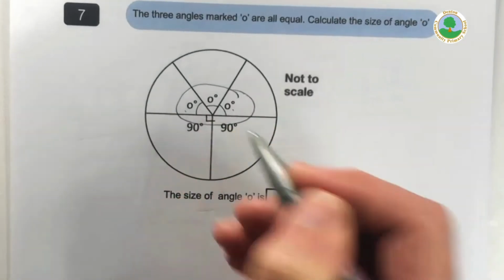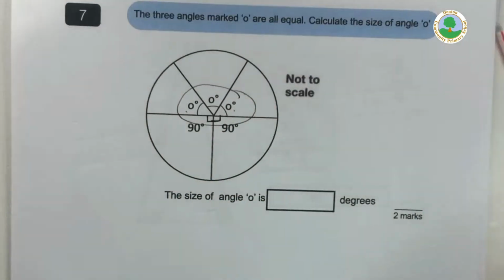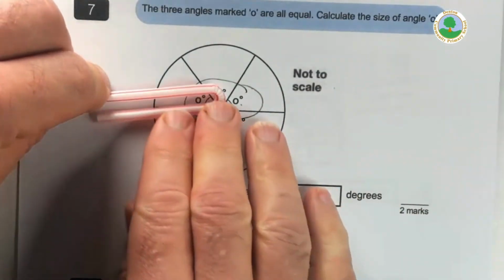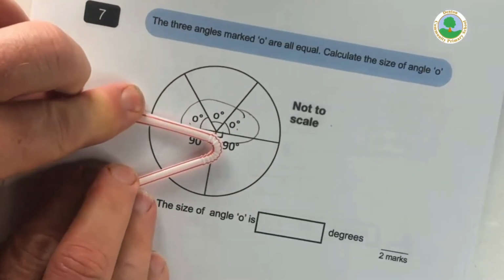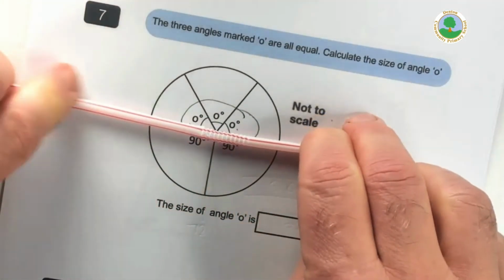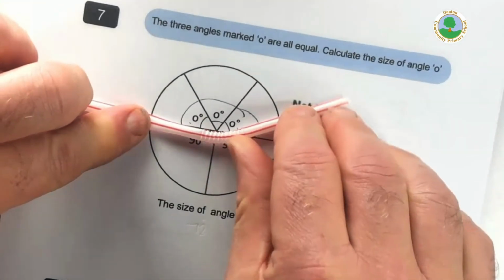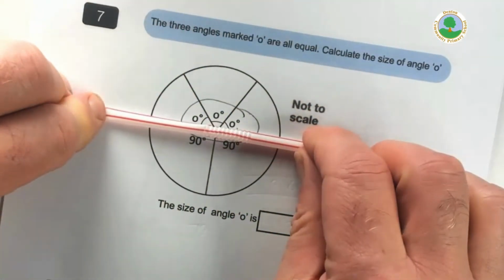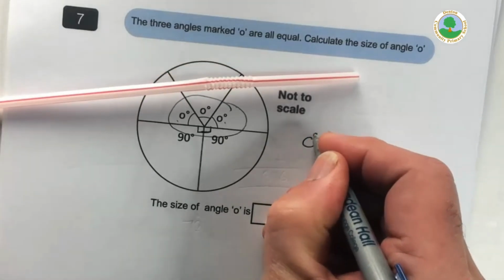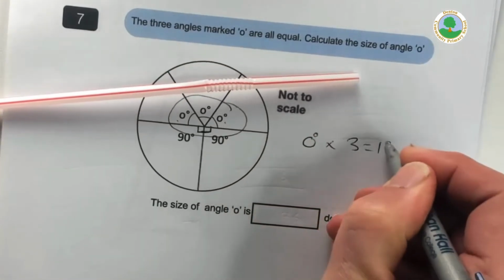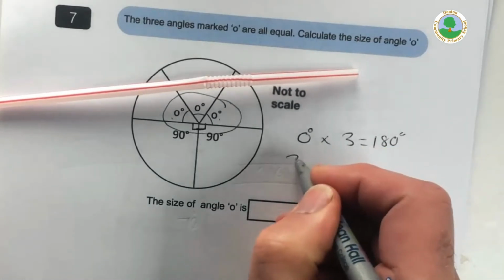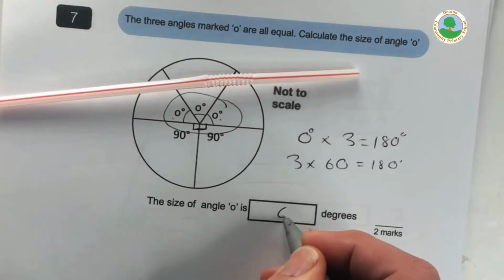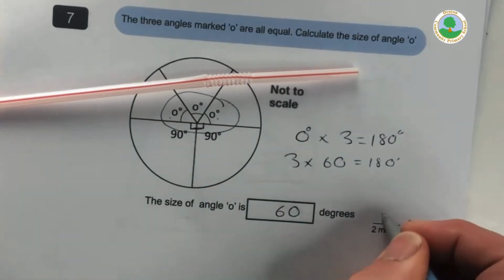Now, I've got a 90-degree angle here and a 90 here. So that's 180. Effectively, if you like, the bottom half of this circle, I go from here round to here, that's 180 degrees. So if I keep going, then you can see it's the 3 O sections. So those 3 O sections must be the other 180 degrees. So I've basically got the fact that O times 3 is 180 degrees. Well, I'm pretty sure that 180 divided by 3 is 60. And so they are each 60 degrees. It's a very straightforward solution.